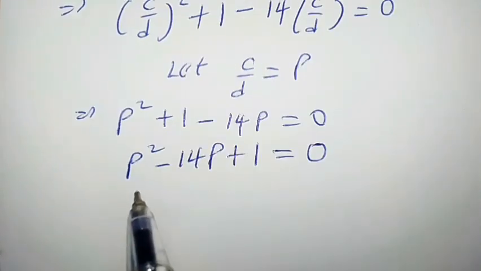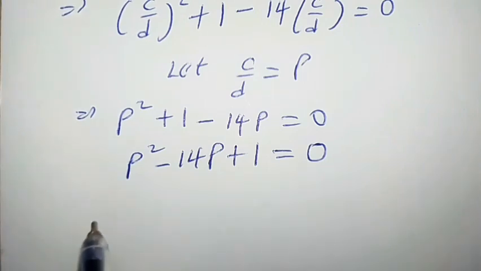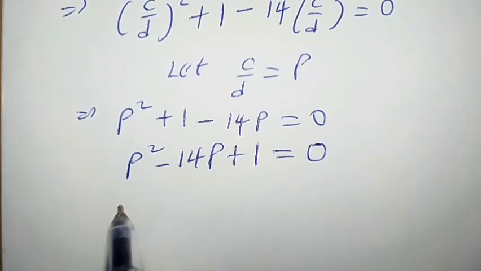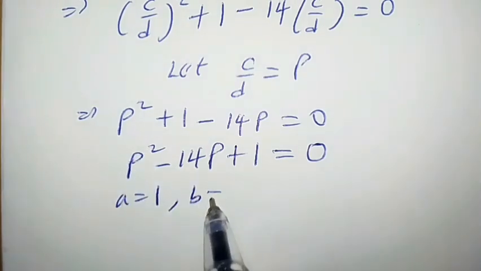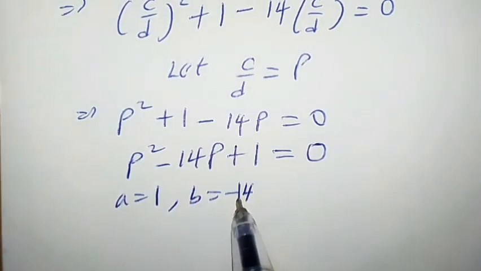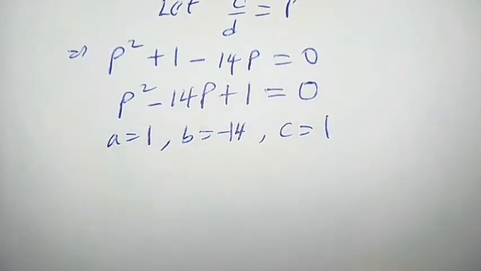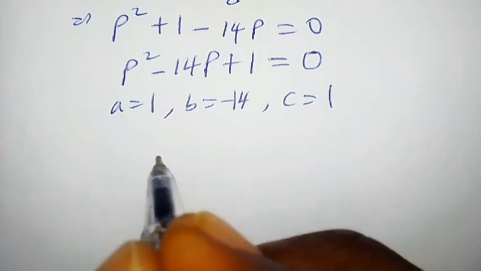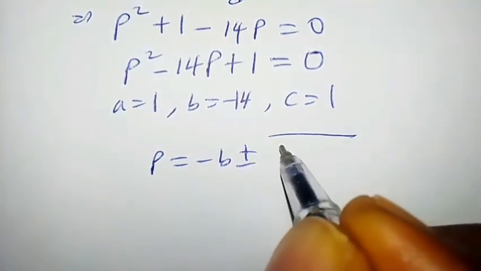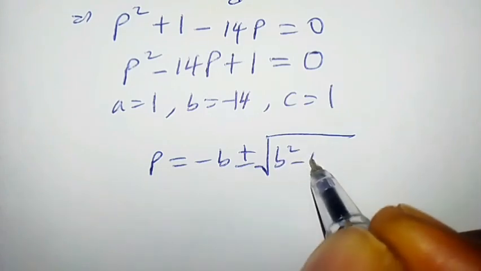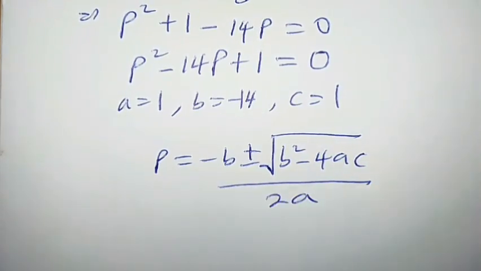You will notice that this quadratic equation is solvable. We can use the quadratic formula to solve it. That means our A is 1, which is the coefficient of P squared, and our B is negative 14, the coefficient of P, and C is equal to 1. What does the quadratic formula say? It says P equals minus B plus or minus square root of B to the power of 2 minus 4 times A times C, all over 2A.